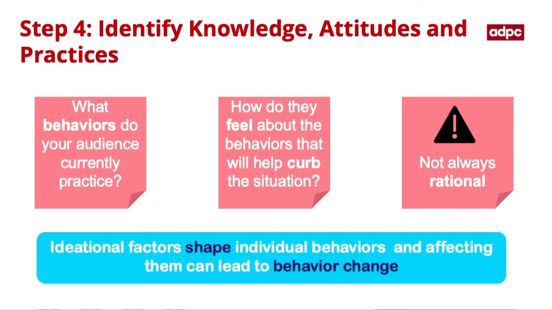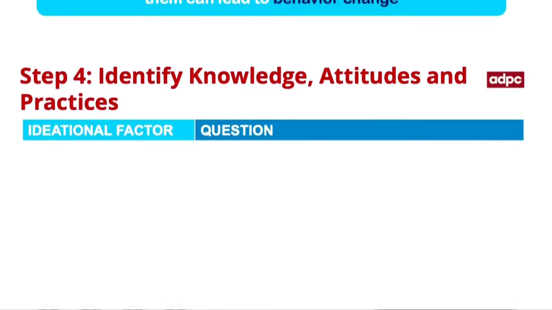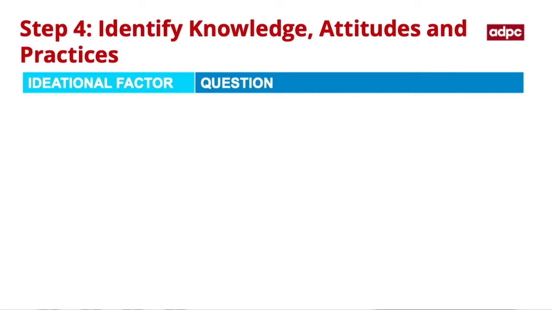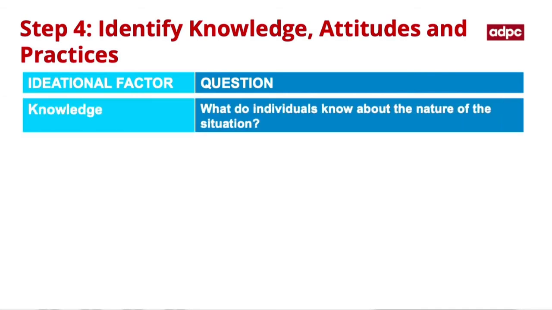The factors that shape individual behavior are called ideational factors. Affecting ideational factors through risk communication activities can lead to behavior change. In the next slide, we'll go through some of the questions you can ask to explore ideational factors and address them in your disaster risk communication plan. Here are some questions that will help you explore ideational factors.